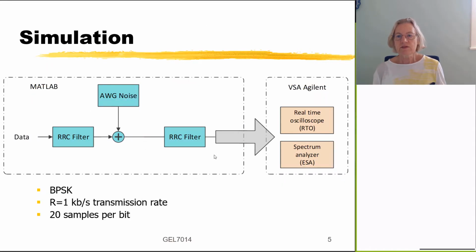So I said that this was a virtual lab, so we're going to be working in a simulation environment, in particular in MATLAB. In MATLAB, I have a simulation where I'm going to generate random data. I'm going to take this random data and put it through a realistic root raised cosine filter. I'm going to add to that a certain level of noise, and I'll be varying the level of noise throughout the homework.